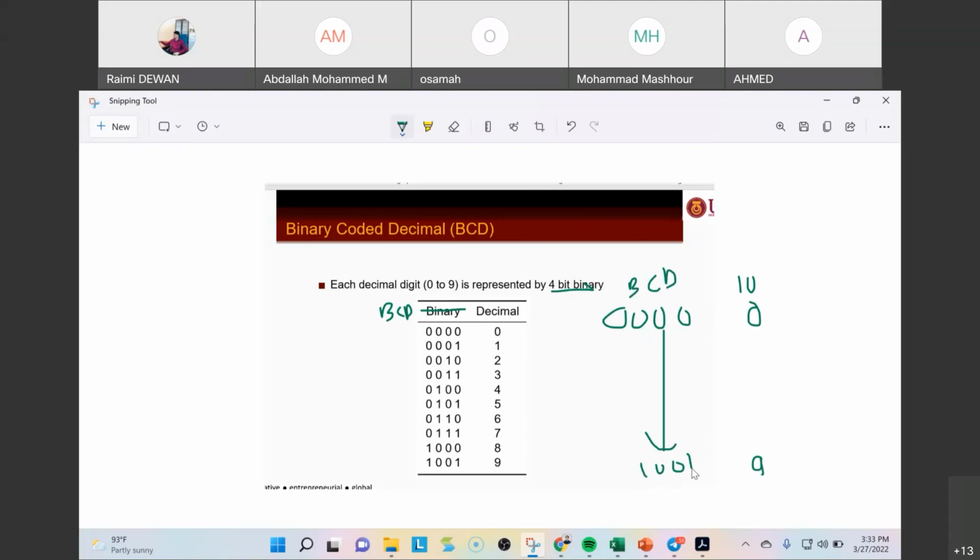For example, if I ask Hibat, what is 7 base 10 in BCD? What is the BCD value? For example, Hibat will answer like this, 111. It still represents the value of 7. And then Nurul Aina, her answer is 7 in decimal, but in BCD she will put 0111. Do you know which one is correct, A or B? Which one has the wrong answer?